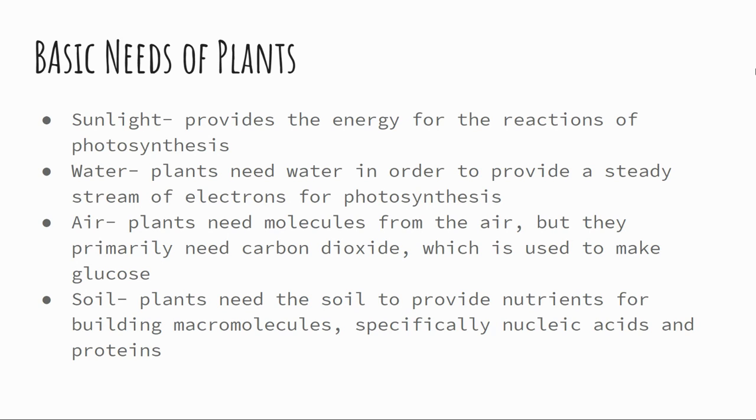Air, plants need molecules from air, but the primary one, of course, is carbon dioxide. That carbon is going to be fixed, which again means it's going to be taken from inorganic carbon to organic carbon, and that's going to be used to make glucose. And then last but not least is soil. Plants need this not only for anchorage, but also for nutrient uptake, water uptake. A lot of the needed nutrients for plant cycles are going to be found in the soil.